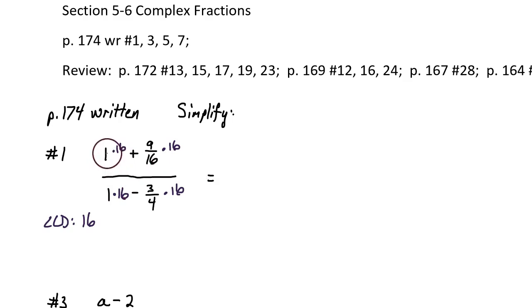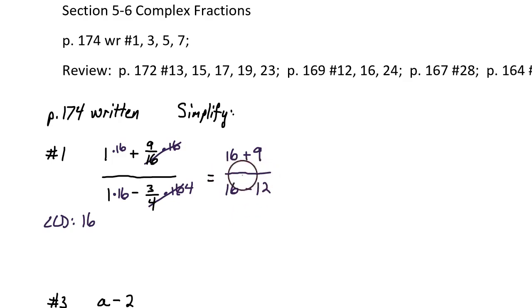Let's write down what we get. 1 times 16 is 16, plus this 16 and this 16 cross cancel, leaving 9. That's why we chose to times by 16 to begin with, so that that would happen. Now the fraction line. In the denominator, 1 times 16 is 16, then a minus, and this 4 and this 16 reduce, leaving a 4. 3 times 4 makes 12. We figured out that 3/4 times 16 makes 12. Hopefully you can see why timesing everything by the LCD was a helpful strategy.